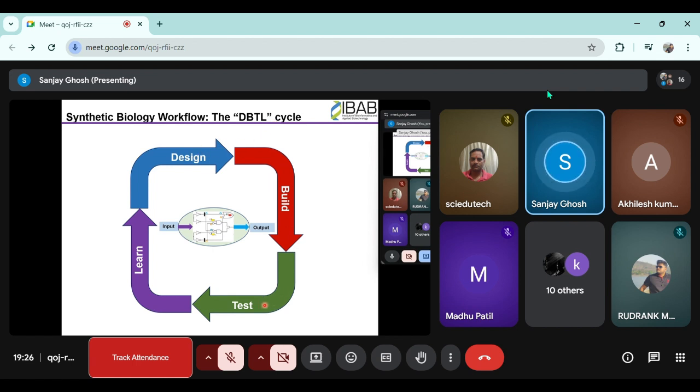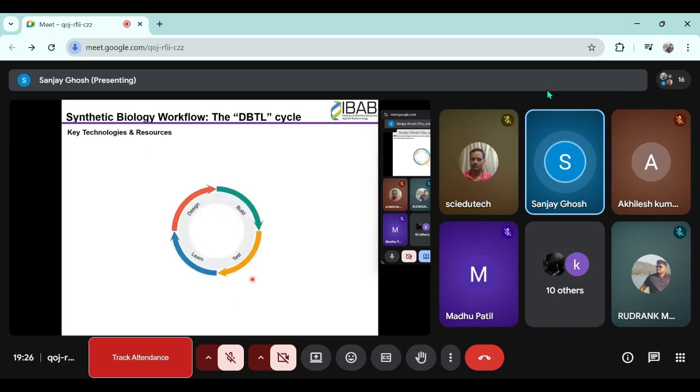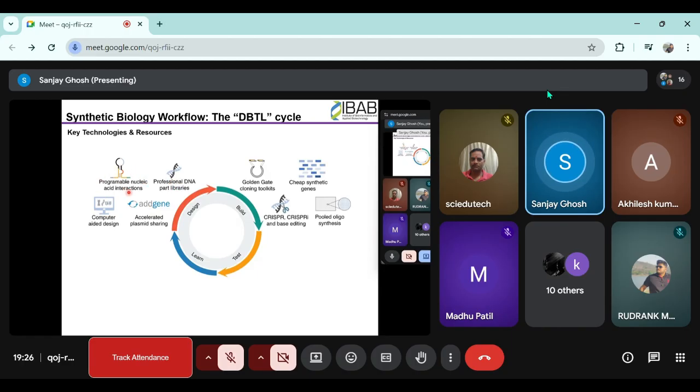Design, build, test, and learn, right? So this is a core workflow for synthetic biology experiments. Now, if we look at what technologies are available for design, as I said, there can be computer-aided design. There are different plasmids available, some DNA libraries, and some nucleic acids which we can purchase.